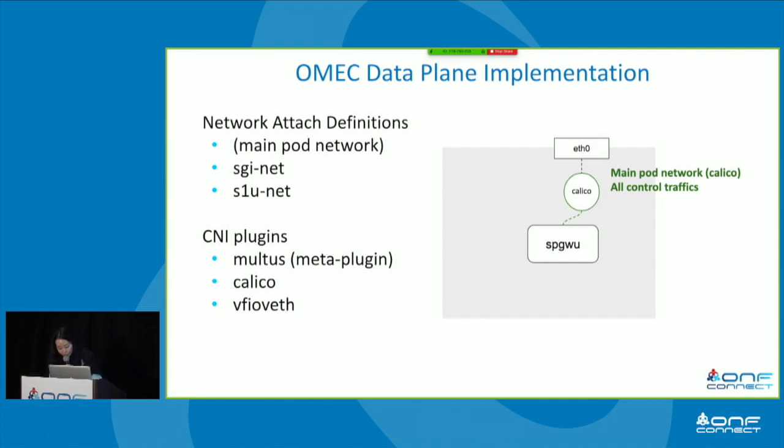So we have to use a special CNI called Multus. Multus is a kind of meta plugin that allows calling multiple CNIs, multiple network plugins, to a Kubernetes pod. So the actual plugin we use for the data plane is this one, VFIO VETH.